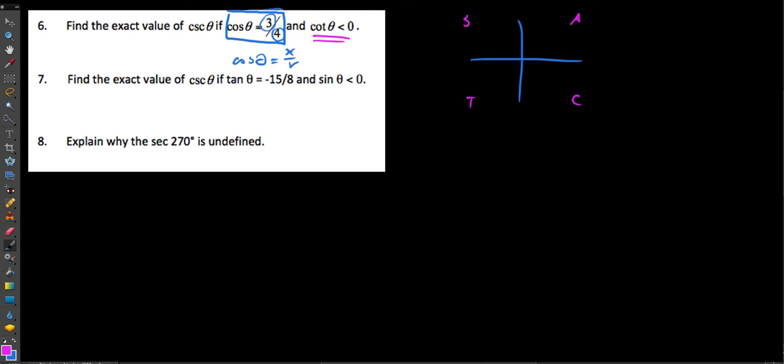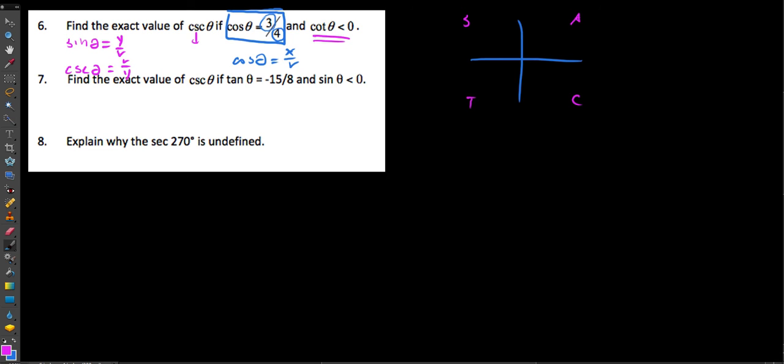We're going to try to narrow this down and see if we can't sketch a picture of this angle here so that we would be able to determine the value of y. And then go find our cosecant, which, being the reciprocal of sine, if sine is y over r, we really are just after finding r over y here.